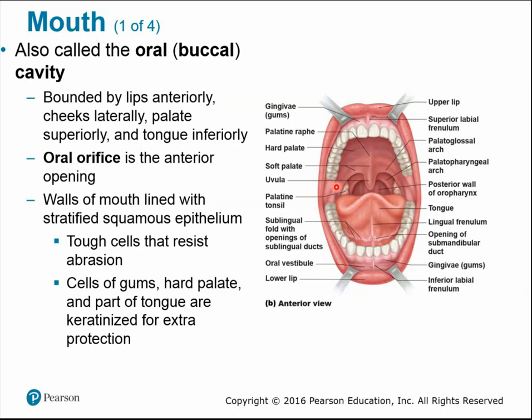And then the walls inside the mouth and the cheeks are going to be lined with a stratified squamous epithelium. So we want that stratified tissue to help protect against abrasion. So every time we eat or even your teeth rubbing against the inside of your mouth can kind of slough off some of those skin cells. So the cells of the gums, the hard palate, and some parts of the tongue are keratinized for some extra protection, just because they're going to be encountering more friction and abrasion when we eat and chew.